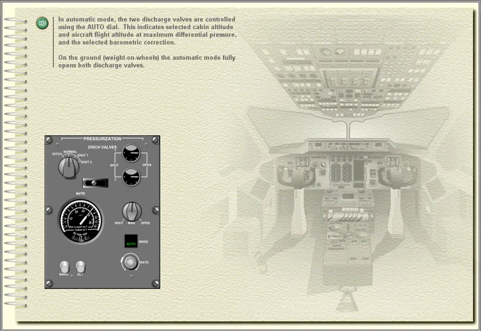In automatic mode, the two discharge valves are controlled using the auto dial. This indicates selected cabin altitude and aircraft flight altitude at maximum differential pressure, and the selected barometric correction. On the ground, weight on wheels, the automatic mode fully opens both discharge valves.